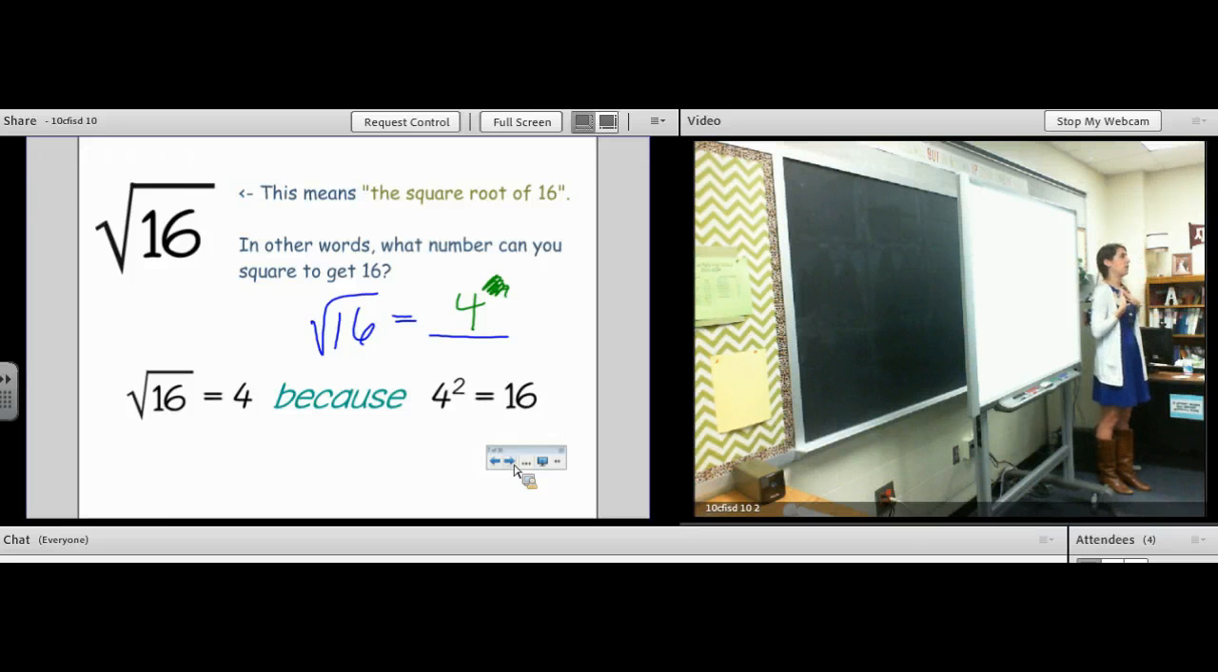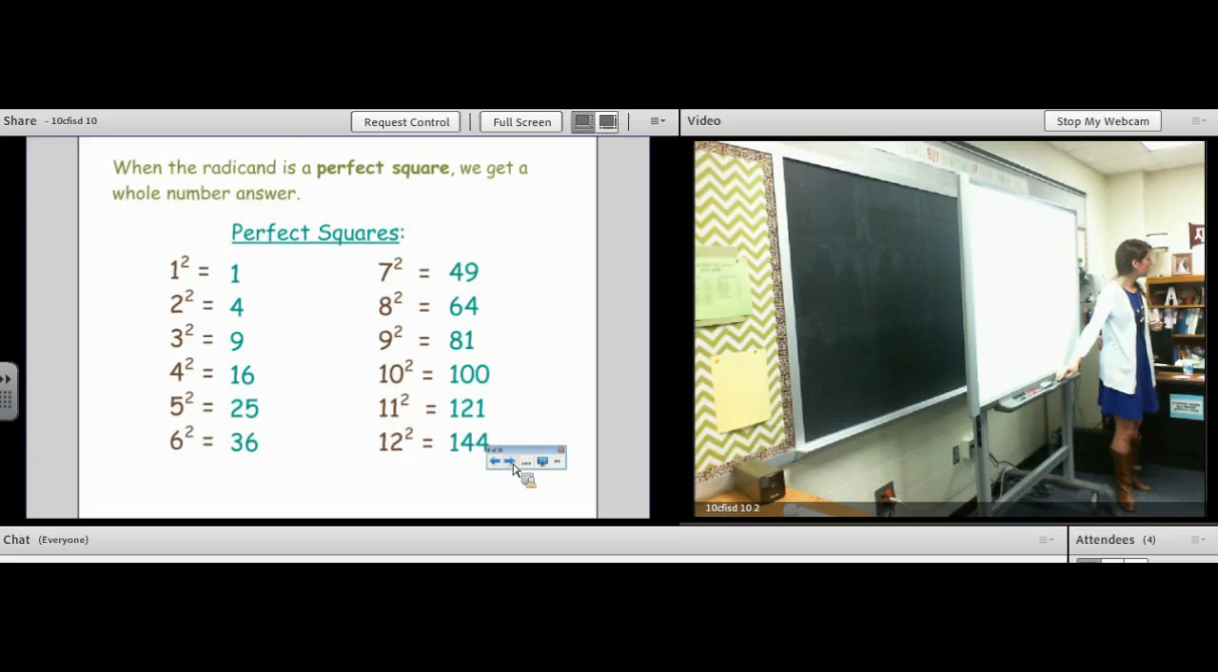Cynthia, I have a question. Oh, don't tell me that. Yes. So if we put the square root of 16 equals the square root of 16, wouldn't it be? Then you haven't simplified it. Oh. So what we're learning today is how to simplify radicals.